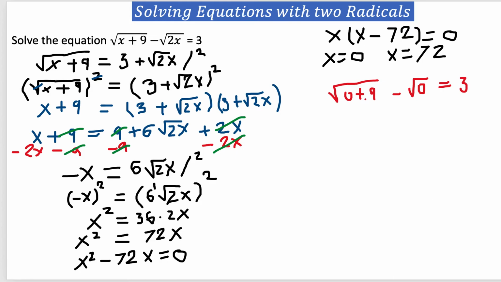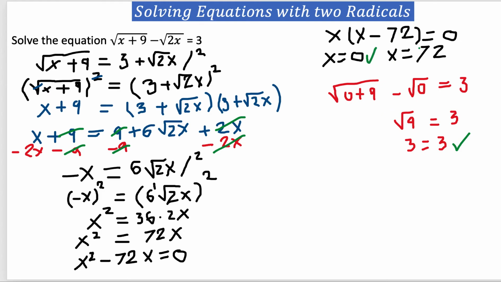So 0 plus 9 is 9, and the square root of 9 is just the square root of 9. Let me write here because I want to write everything. And minus 0 is 0, right? Because 0 plus 9, the square root of 0 plus 9 is the square root of 9. Minus the square root of 0 is 0, so it's just the square root of 9, and here is equal to 3. Obviously, we see the square root of 9 is 3, is equal to 3. So both sides are the same, so this is a valid solution.